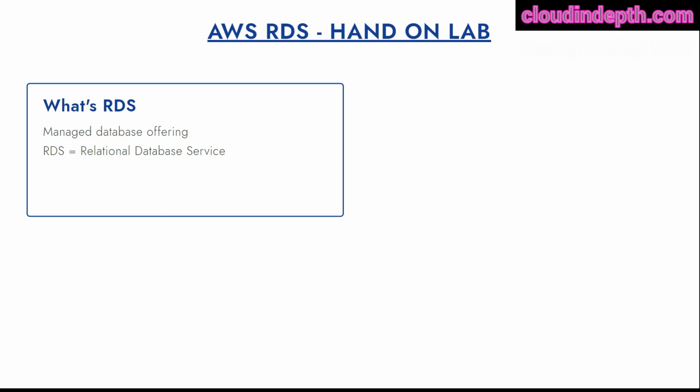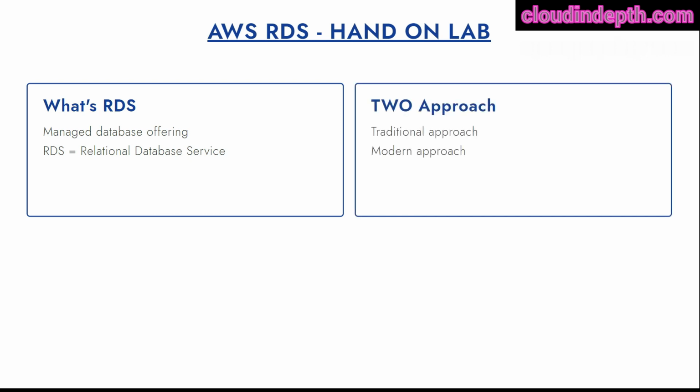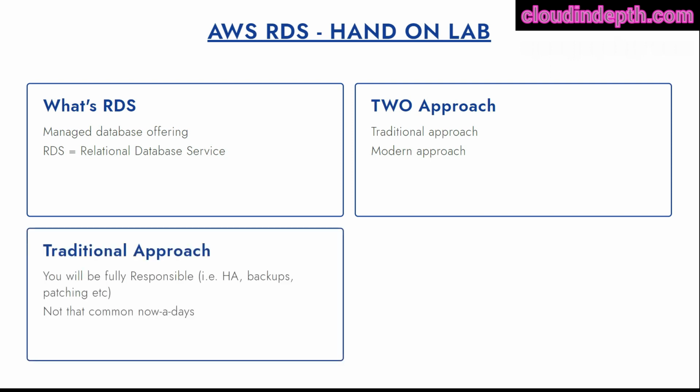So there are two ways we can configure a database engine for our application. We can either go with the traditional approach or we can go with the modern approach. So let's see what they are, right? In the traditional approach, you will basically install your MySQL database engine from scratch in a virtual machine, and you will be fully responsible for managing that database engine, like implementing high availability, backups, patching the underlying VMs, etc. Everything will be your responsibility, right? So it's quite a complex approach, and that's why this approach is not quite common in today's world.